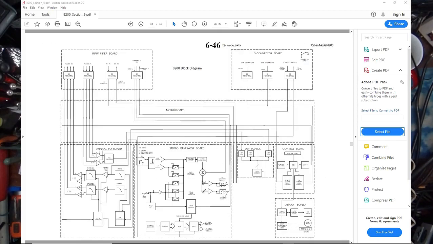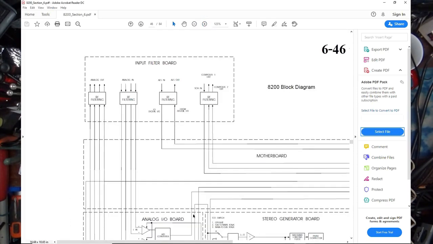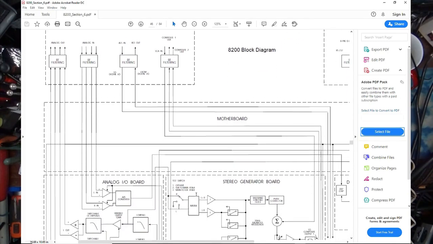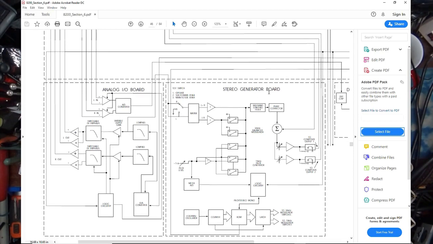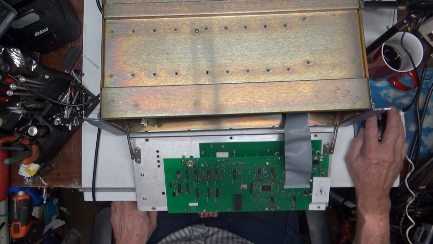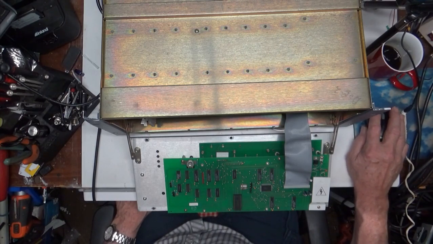So if we look at the block diagram, let's look for something on here that says composite. There is my analog audio board, and there is some test switch, stereo generator board. Ah, here it is. Here's our composite IO, or composite circuit, right over here, with some sort of a jumper. Wonder what that is. So that's on the stereo generator board, along with the baseband filters, 19 kilohertz and all that kind of stuff.